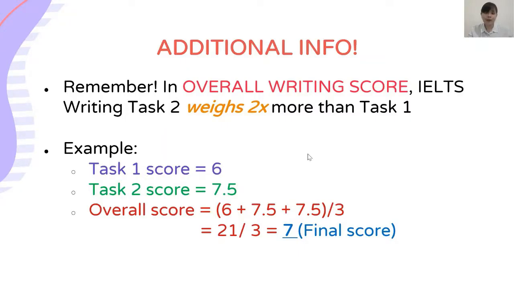It is very important for you to remember as well that in overall writing score, IELTS writing task 2 weighs 2 times more than task 1, or it is about 60% of the total scoring. We have given you the example. Read it carefully about how to calculate the overall writing score in IELTS task.